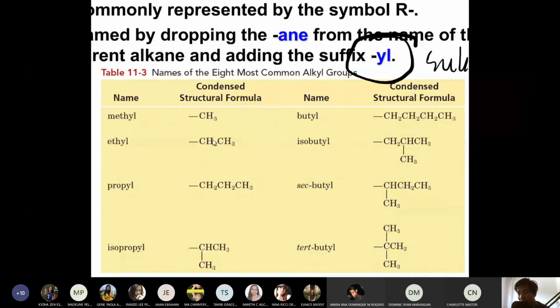Methyl. O, kunwari, ito naman, may dalawang carbon ka attached to your parent. So, ano yung prefix para sa dalawa? Eth, no? So, ethyl yan. Pag tatlo, propyl. Pag apat, butyl. Okay, so usually hanggang dyan lang. Tapos, meron tayong versions ng butyl and propyl. So, parang may isomer din yung propyl, pati yung butyl.